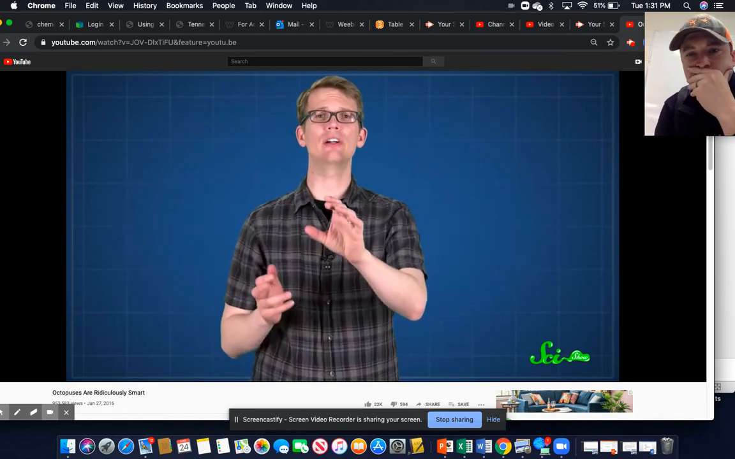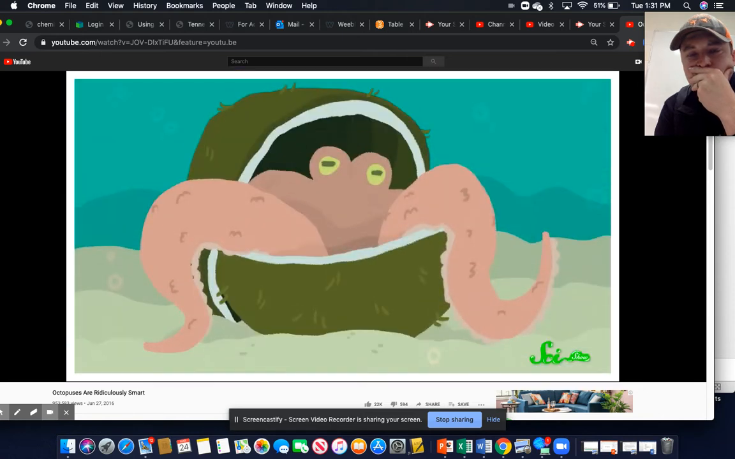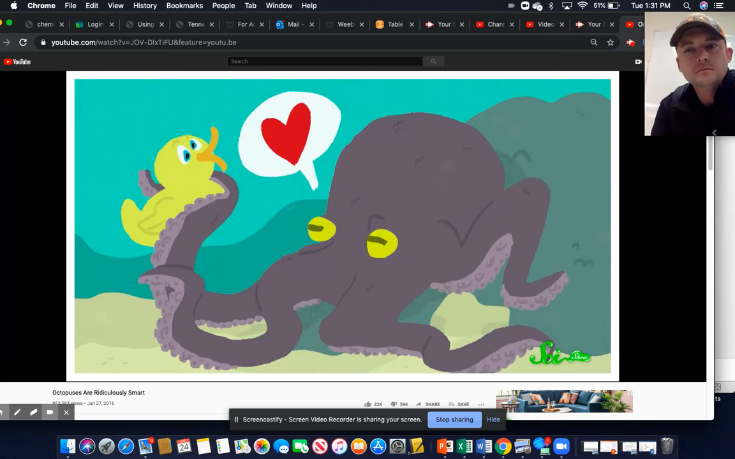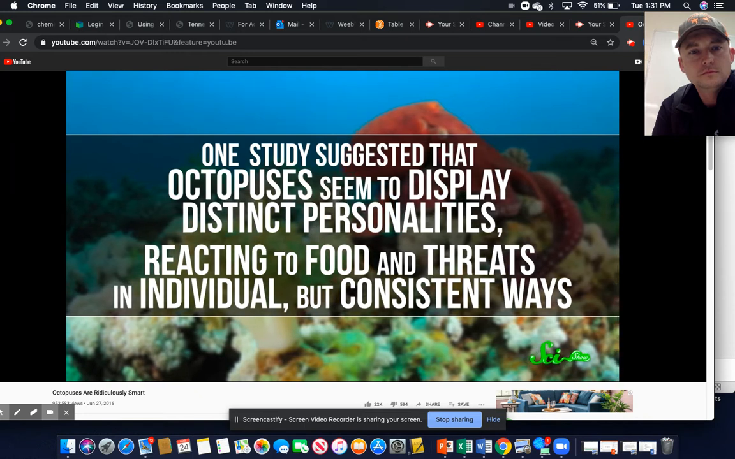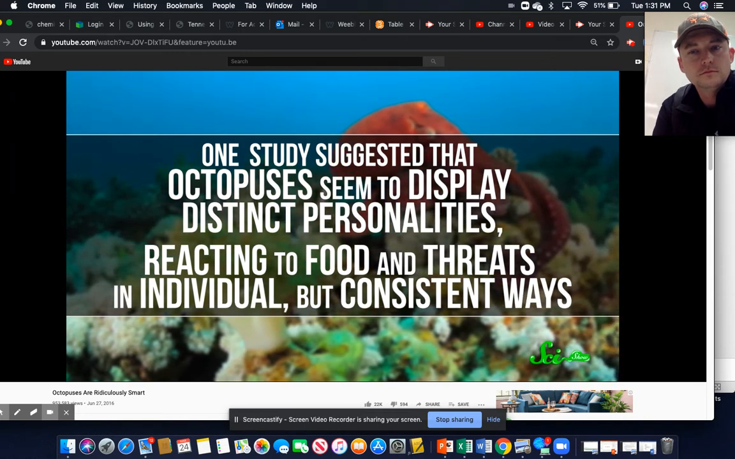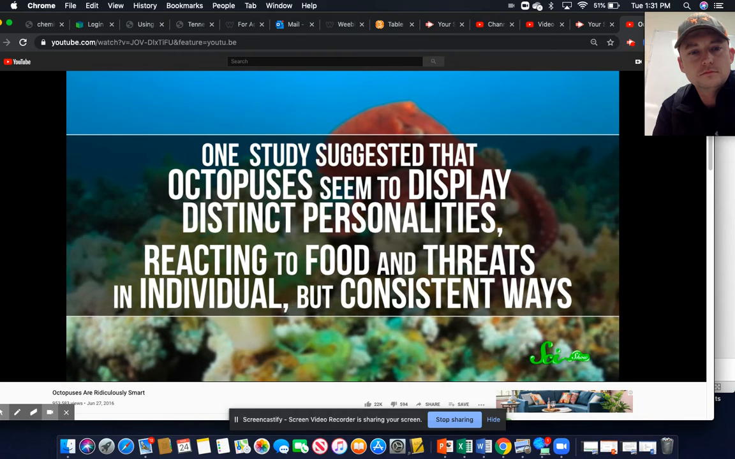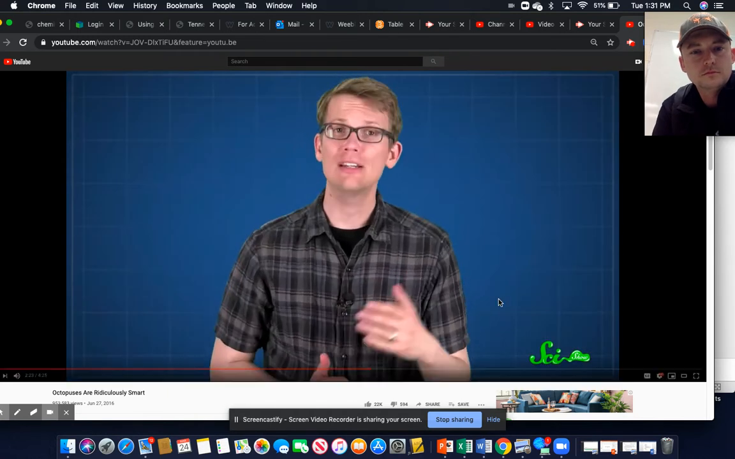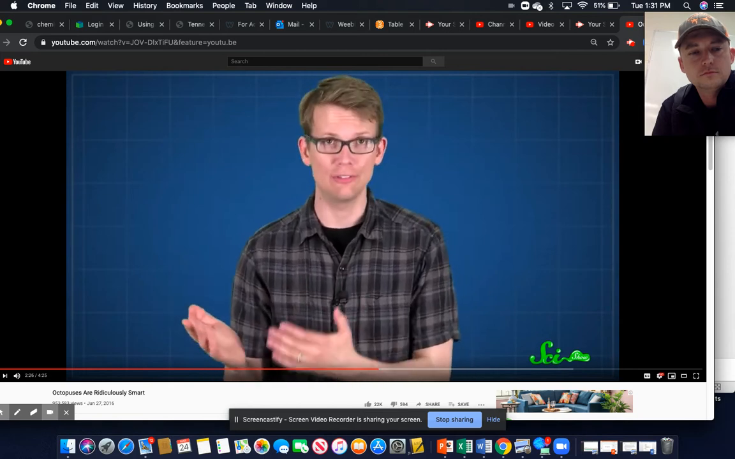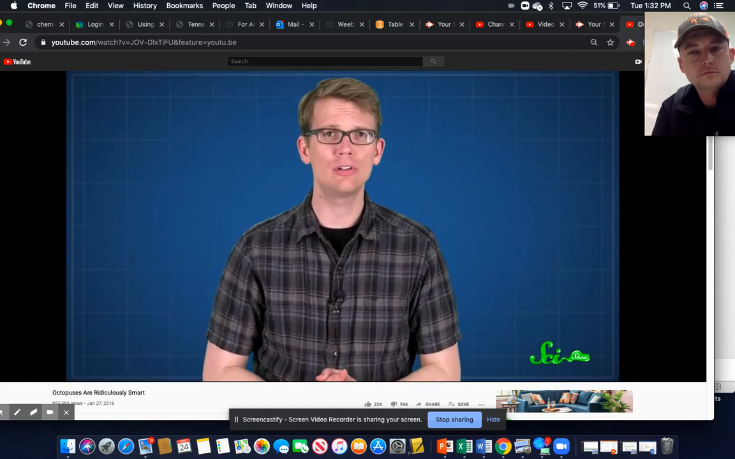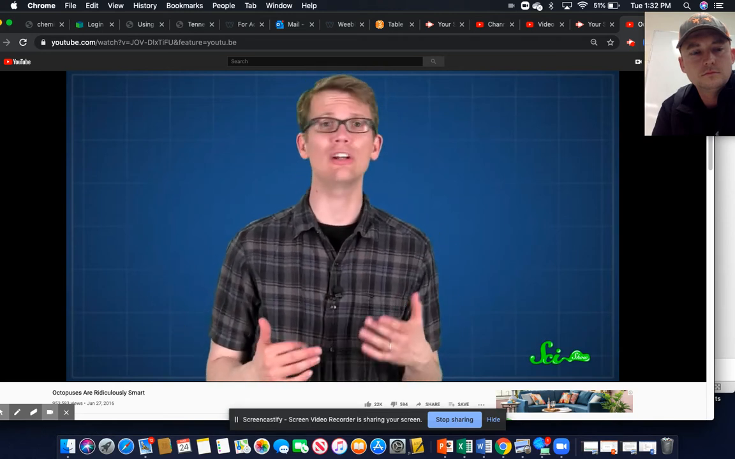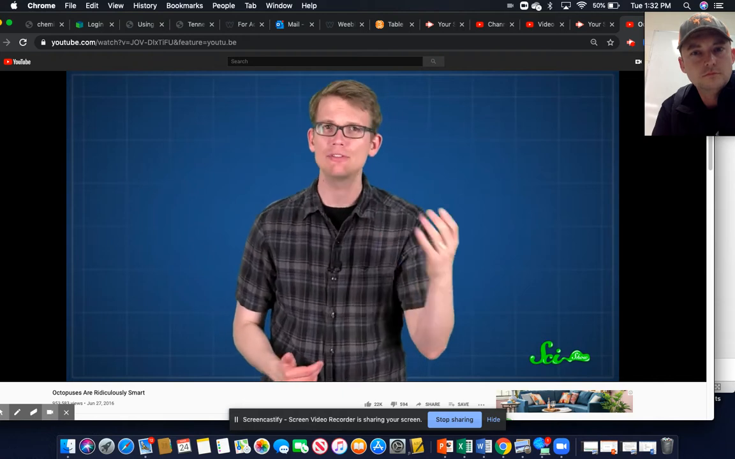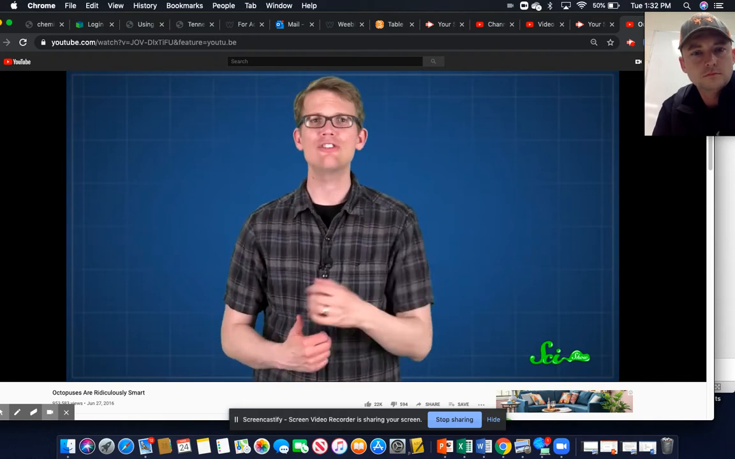But what about their behavior? Octopuses have been observed using tools, like picking up 2 coconut halves to use as a mobile home, and manipulating objects in a way that looks a lot like playing. One 1993 study published in the Journal of Comparative Psychology even suggested that octopuses seem to display distinct personalities, reacting to food and threats in individual but consistent ways. One octopus might be consistently curious and daring, while another is careful and shy. Another study in 2001 seemed to show that young octopuses change their behavior over the course of weeks, becoming more alert to danger and learning from their environment. So octopuses do seem to have some sort of advanced cognition, learning and changing their behaviors over time.